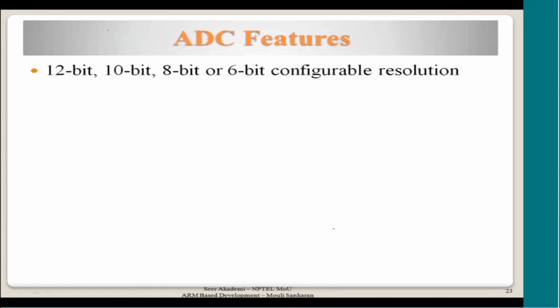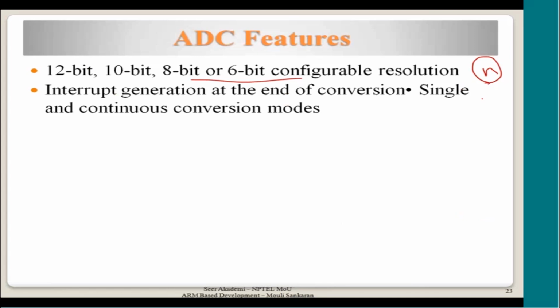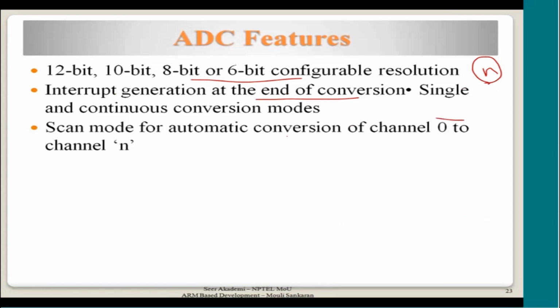So, ADC features: it could be a 12 bit, 10 bit, 8 bit or 16 bit configurable resolution. That is n. Then interrupt generation at the end of conversion, and single and continuous conversion modes. So after the conversion is done, after the sampling is done, it can generate an interrupt. Scan mode for automatic conversion of channel 0 to n.